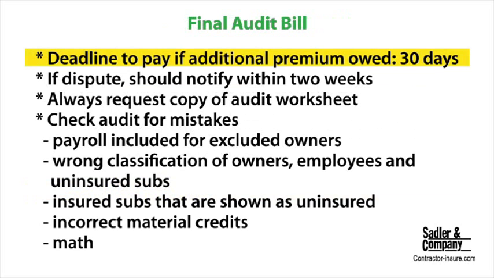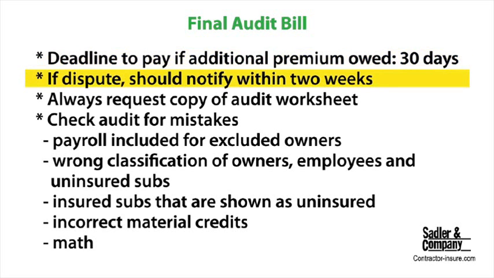Shortly after the completion of your audit, you'll receive your final audit bill from your insurance carrier that will indicate if you owe more money or get a refund. If you owe additional premium, you have 30 days to make full payment. If payment is not made within 30 days, the insurance carrier can instigate collection proceedings for your audit, and in addition, they can cancel your current policies. In other words, time is of the essence.